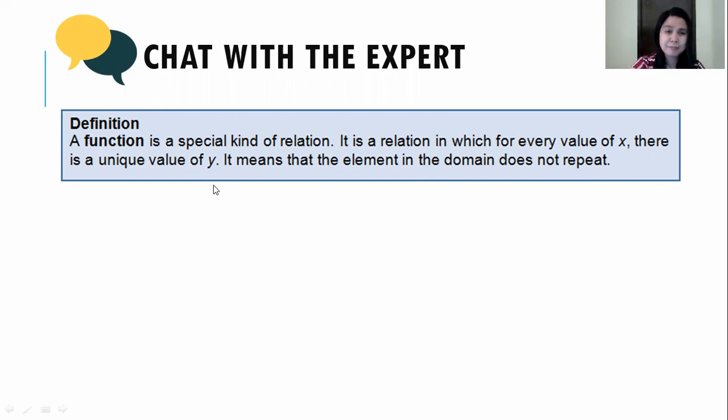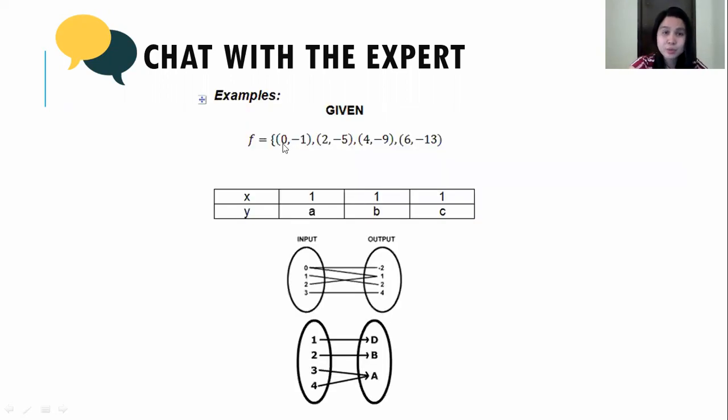Let me give you an example. Here, in the first one, let's check all the X coordinates. Again, only the X. 0, 2, 4, and 6. Our X coordinate does not repeat. Therefore, this is a function.